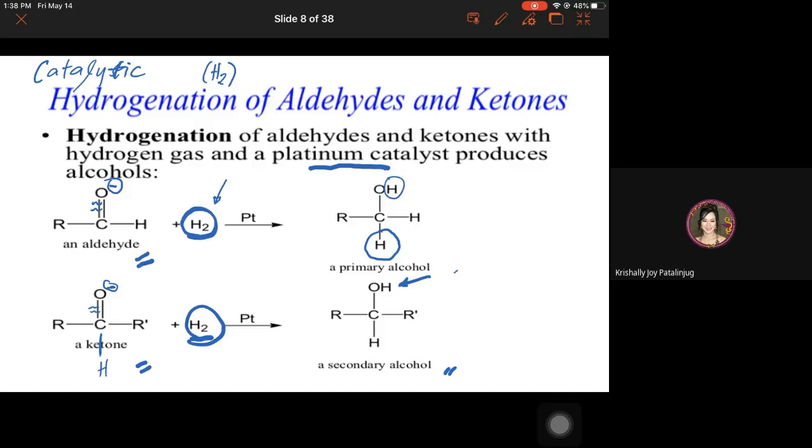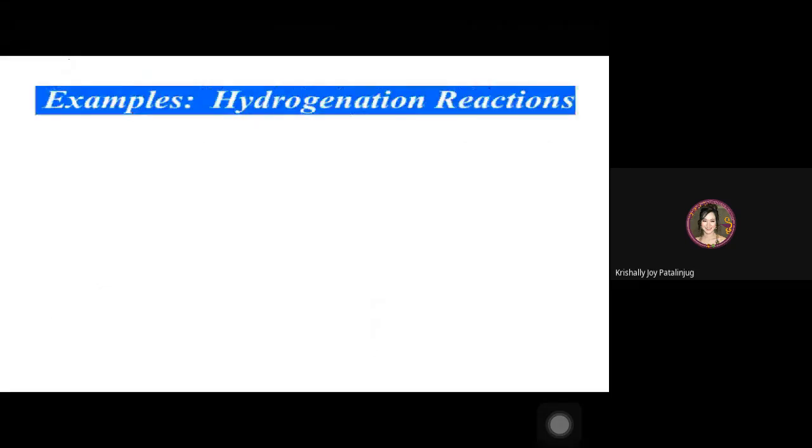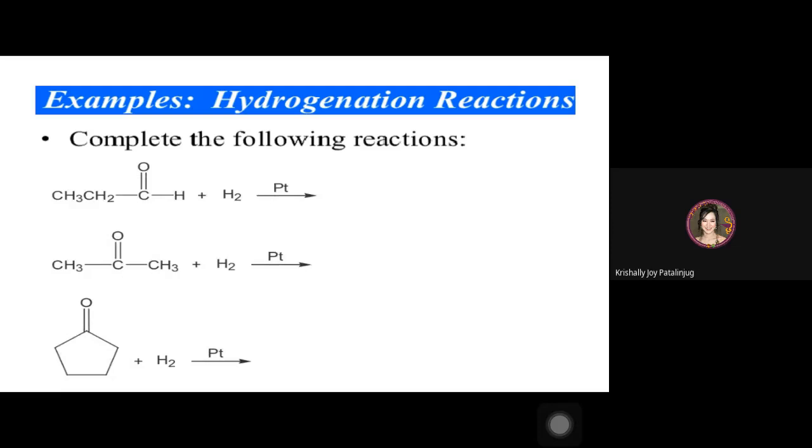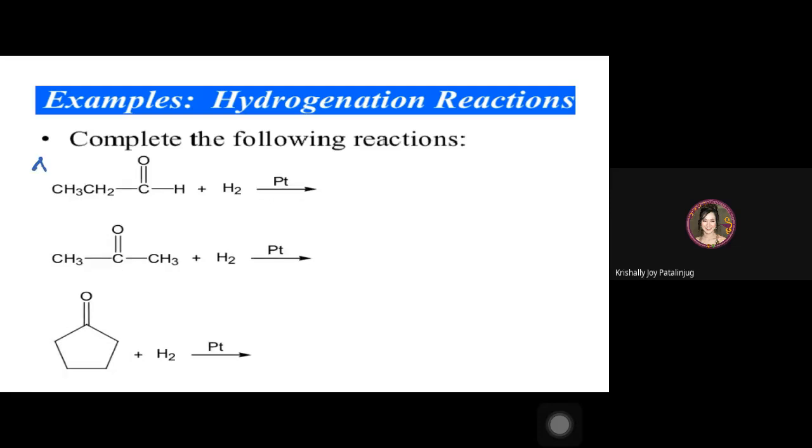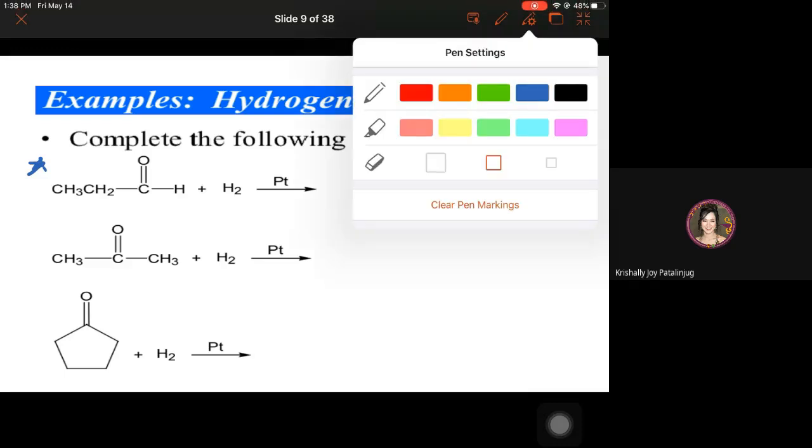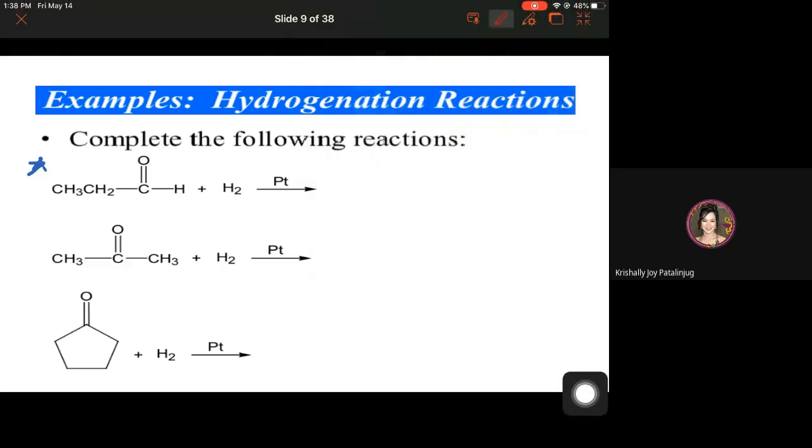Okay, that is enough for the general reaction. So, let's have a specific example. Let's complete the following reaction. Tell me first if this is an aldehyde or ketone. Okay, very good. This is an aldehyde. So again, what is the final product for hydrogenation of aldehyde? Okay, very good. Primary alcohol.